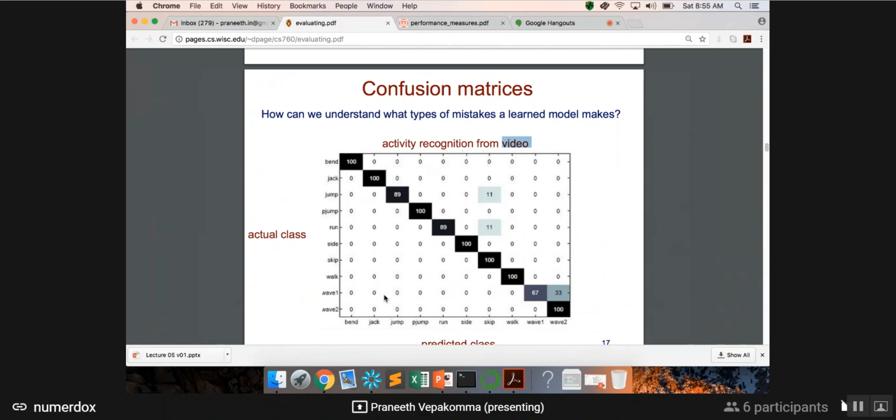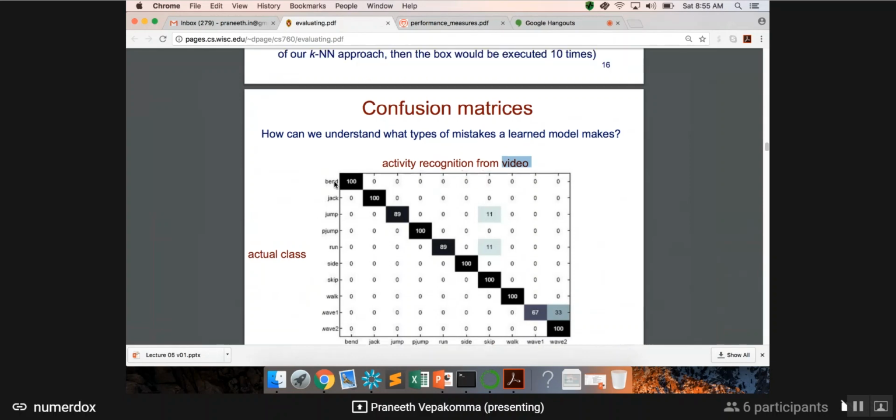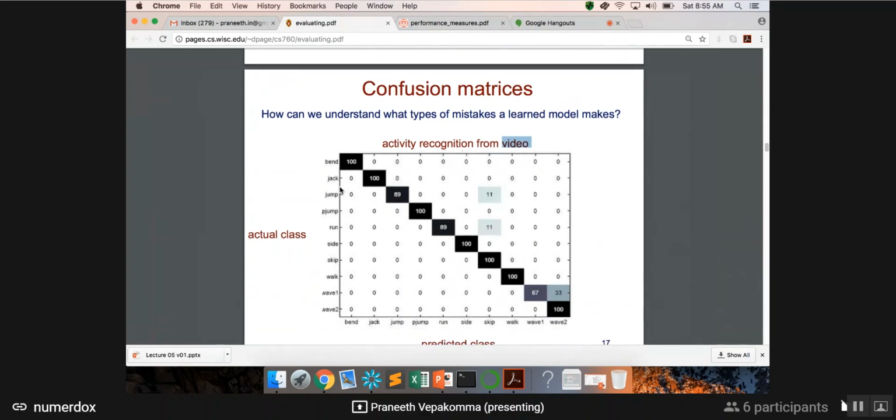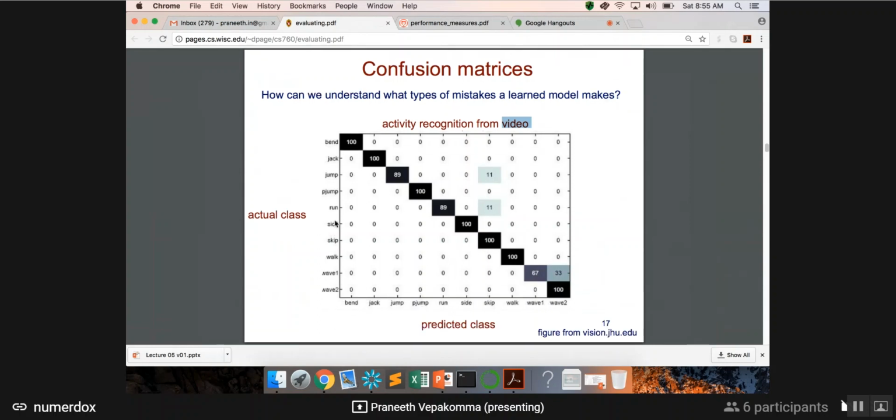Say that was the example context. Then in terms of how well you're performing, you can look at overall accuracy like you did in the previous slide, but you can also look at class by class performance. So you can see, for example, how many of the running activities were actually classified as running. This is the true actual class, and these names are the predicted class. So here you're seeing how many of the runs were really predicted as runs.